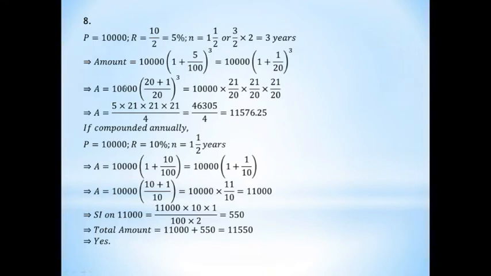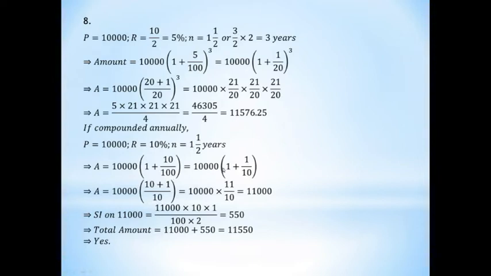In compounded annually, the same principal here is 10,000. Rate is still the same, 10%, and time is 1.5 years. So if time is like this, we will separate it into 1 year and a half year. Then 10,000, only 1 year, we'll calculate it first of all. 10,000 into 1 plus 10 by 100. If you simplify 10 by 100, you will get 1 by 10.